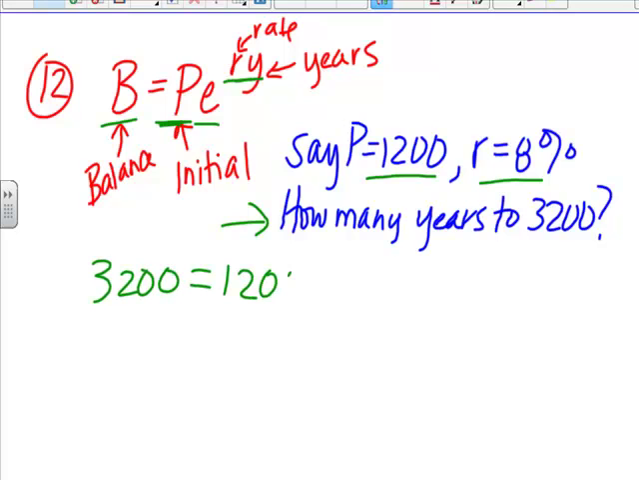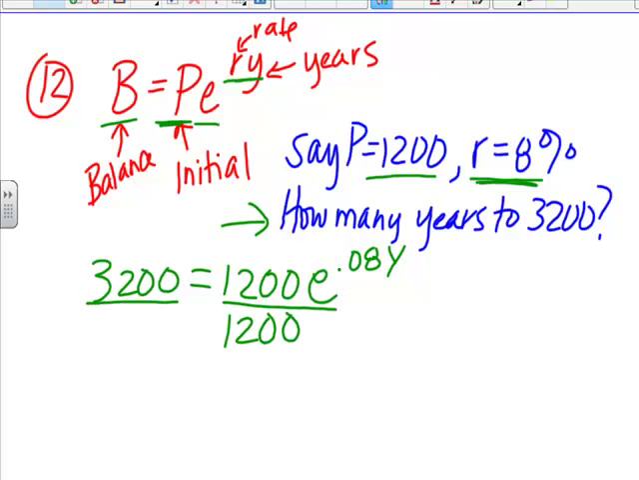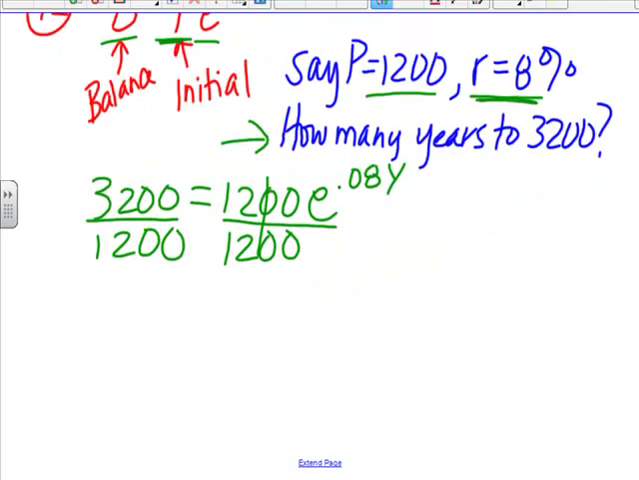If you started with 1200, and we know we have e here and our rate is 8%, remember rates always have to go in as decimals, and then y in this case is years. We've seen t a lot. So what we're going to do is divide by 1200. You always want to get this thing alone. So when we have 3200 and we divide it by 1200, we get, I'm just going to write it as a simplified fraction here to make life a little easier, 8/3 is equal to e to the 0.08y.